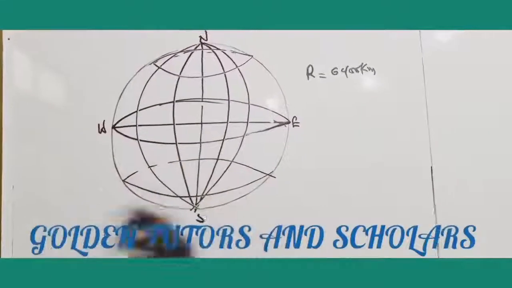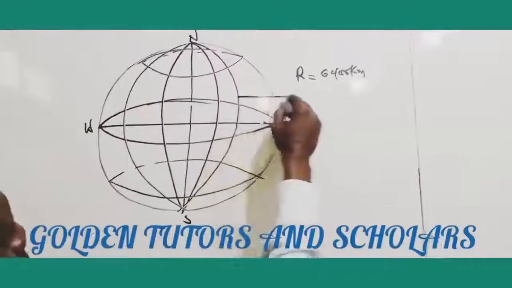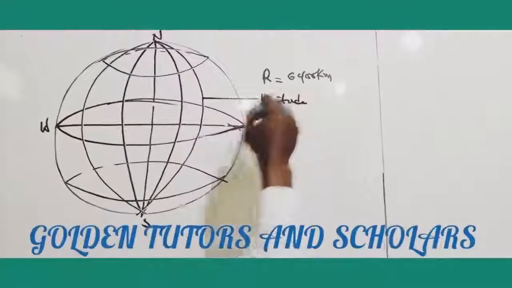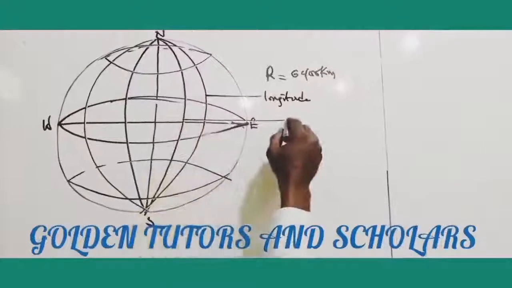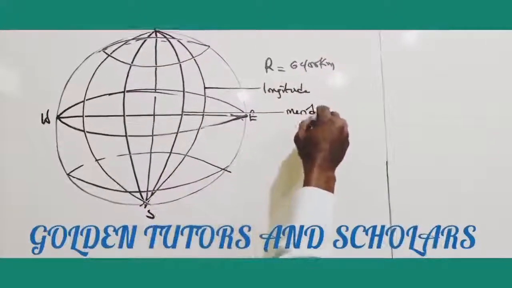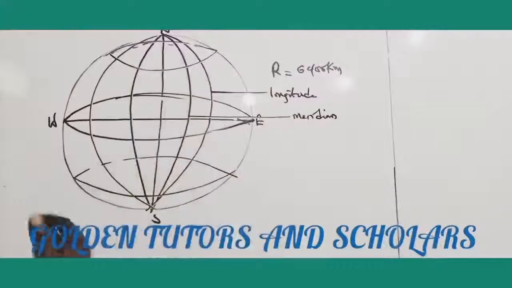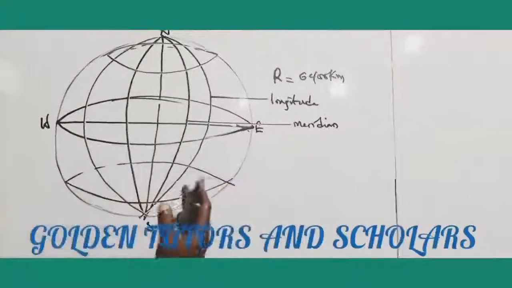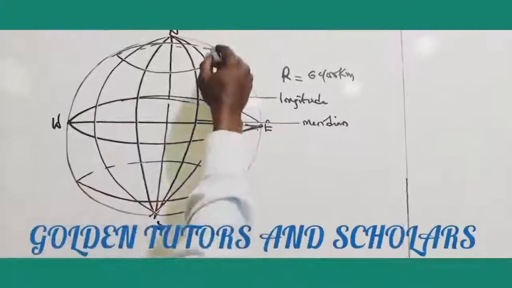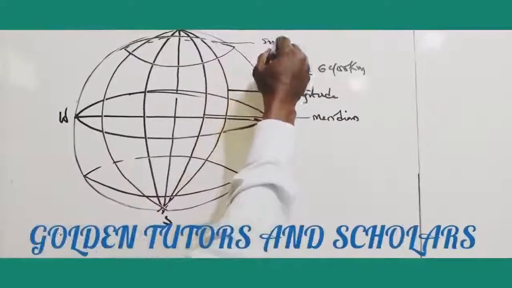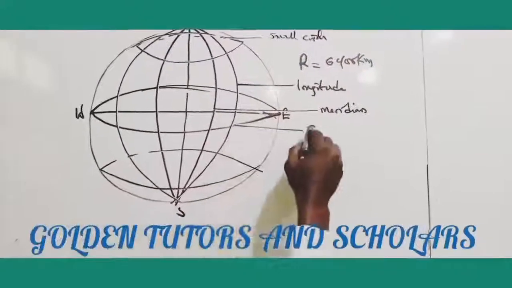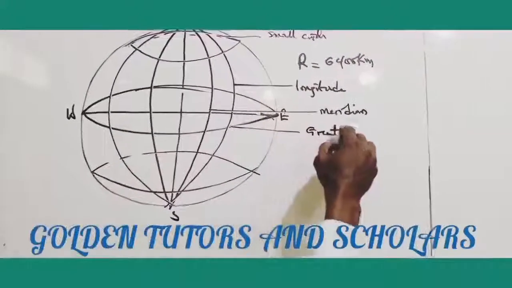You have the sphere. Here you have your line of longitude. This is the meridian. The lines of longitude are just east or west of the Greenwich meridian. And you have a small circle here. This is just a small circle. This is the great circle here.